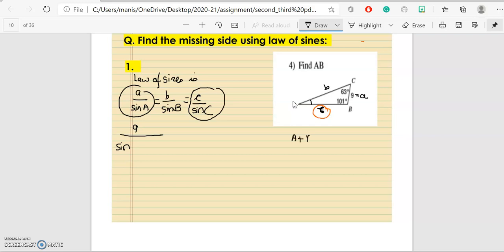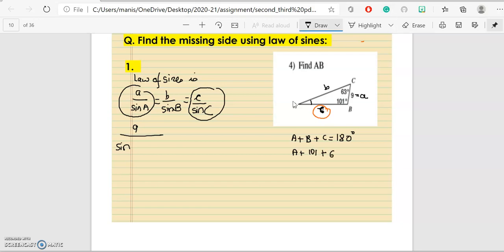This is the triangle sum theorem. A plus B plus C is 180 degrees. In a triangle, the sum of the three angles is what? 180 degrees. So in future, whenever you have been given two angles and you have not been given the third angle, you can find it by using this formula.